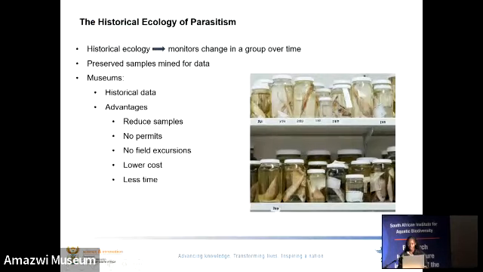This leads us to a new field of study known as the historical ecology of parasitism. This discipline examines nature over time, mainly focusing on human-environment interactions. With historical ecology, preserved samples could be mined for useful data, and the advantage of using these existing samples is that it reduces the need for additional sample collection and no field excursions are needed.